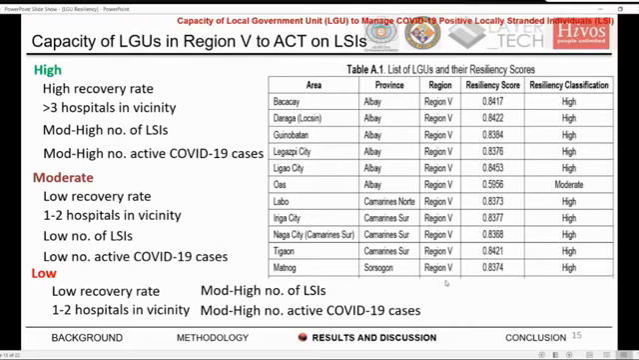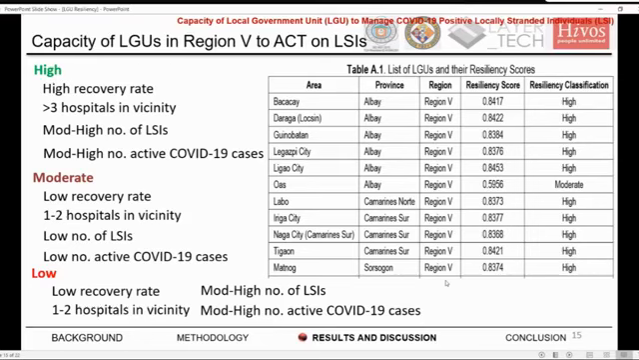okay naman po so far. In terms of the data, Region 5 can accommodate the LSIs. But we have to take note of these classifications that except for UWAS, we have the moderate. It was reported that UWAS has only 1 to 2 hospitals within its vicinity.